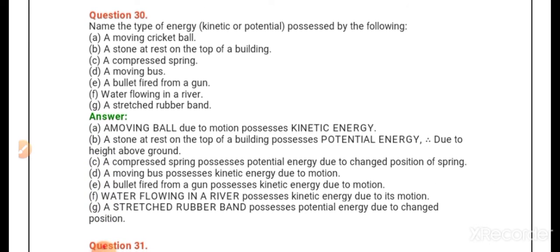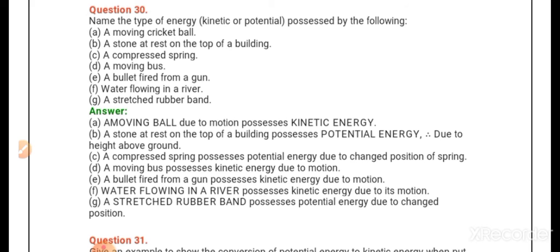Now, when you come to question number 30, name the type of energy possessed by the following. Whether it is going to be kinetic energy or potential energy, for the given cases, you have to mention it. First one is a moving cricket ball. Since it is moving, kinetic energy. Second one, a stone at rest on the top of a building. Since it is at rest, it is potential energy. A compressed spring, due to the position, it is having potential energy.